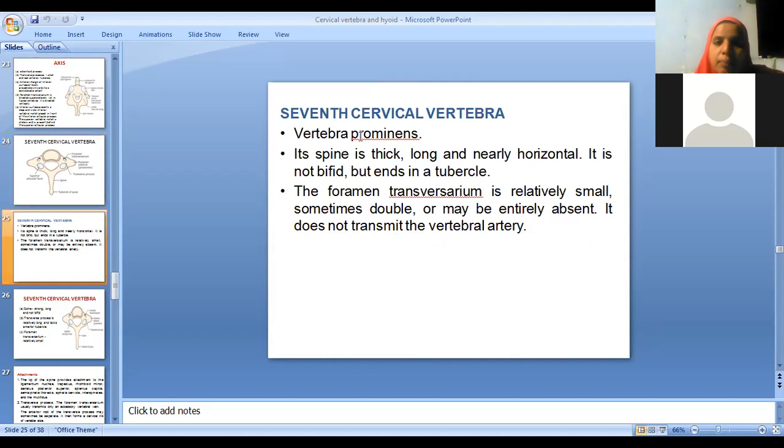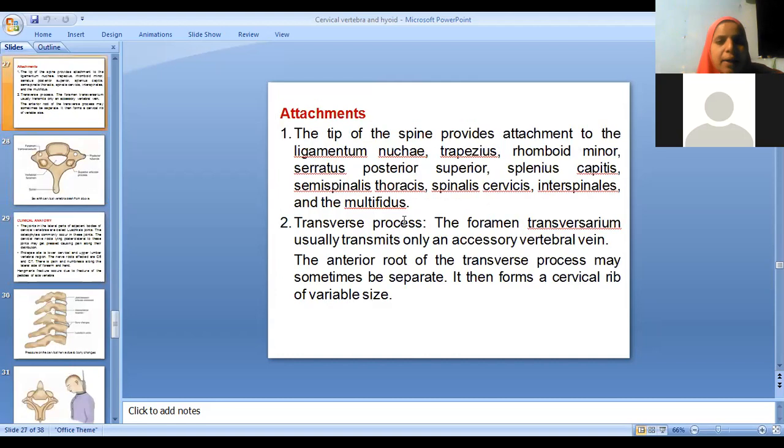This is where the ligamentum nuchae ends, right? It gives attachment to ligamentum nuchae. So vertebra prominens, its spine is thick, long and nearly horizontal. It's not bifid, and it ends in a tubercle. Foramen transversarium is very small. Sometimes it may be double, or sometimes absent. It doesn't transmit the vertebral artery. Tip of the spine, as we said, gives ligamentum nuchae.